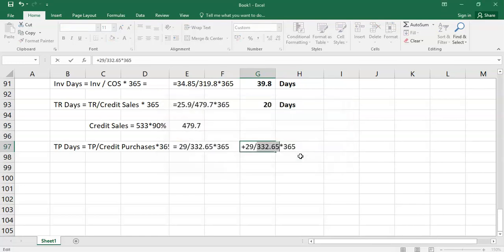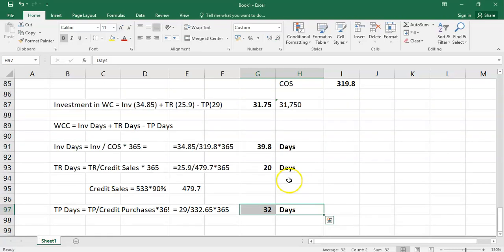So that is 32 days. So again, you can go to one decimal place if you want. I'll just leave it rounded just for ease. So what essentially that's saying is it takes you 32 days to pay your suppliers.